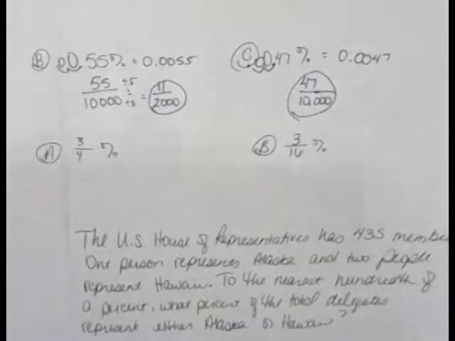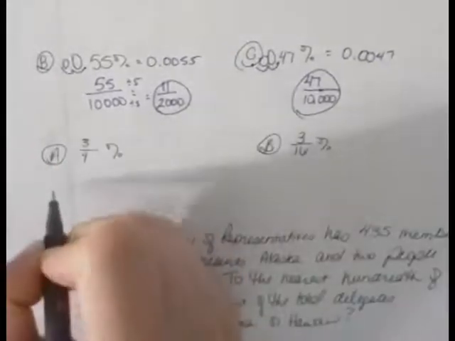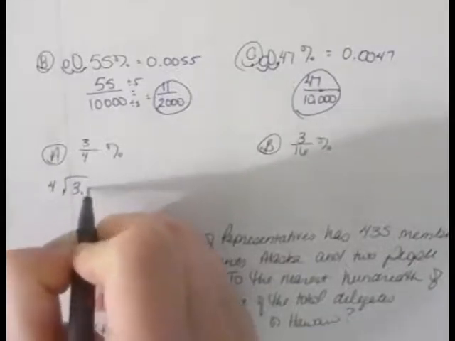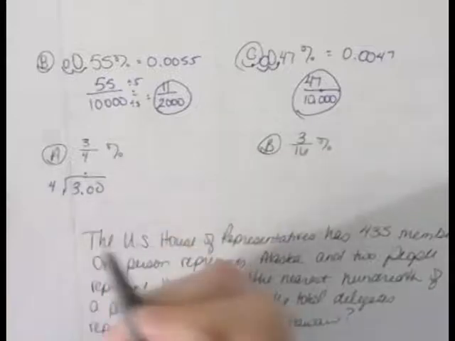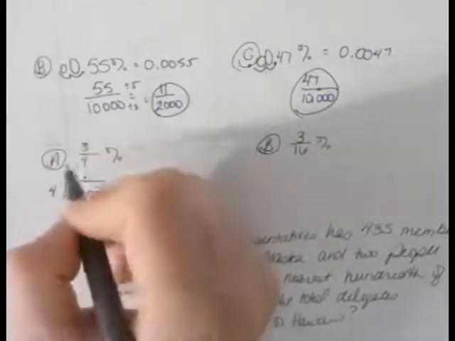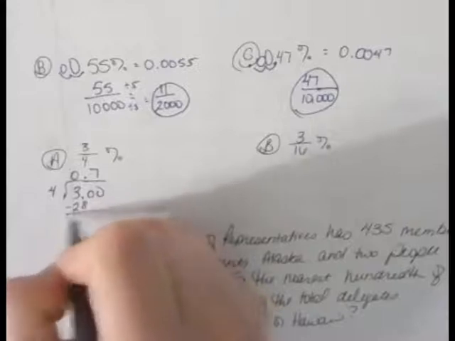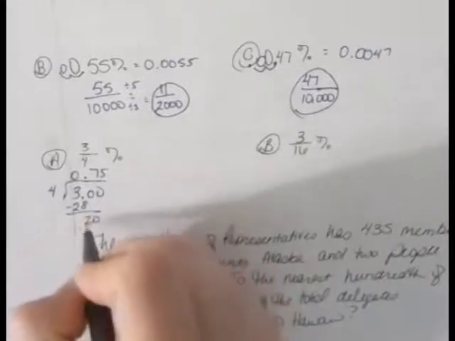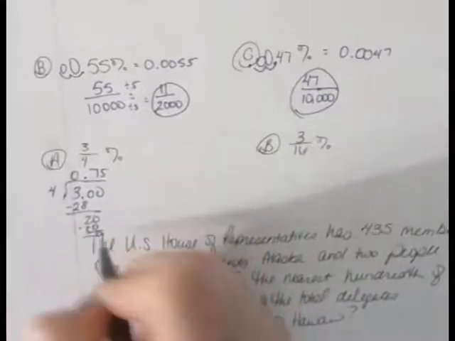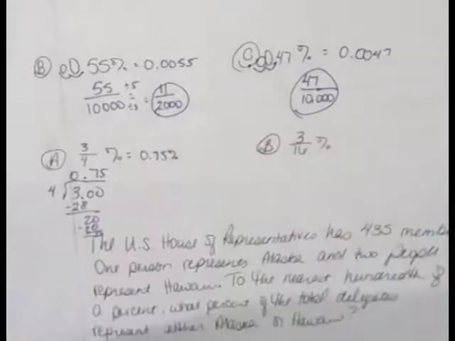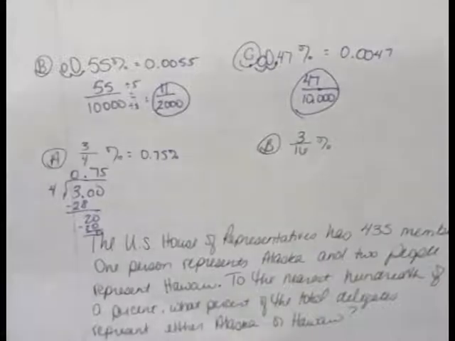So first thing we want to do, change that to a decimal percent. So I'm going to have 3 divided by 4. 4 does not go into 3, but it does go into 30, 7 times. That gives us 28. Subtract, we get 20. It goes in there 5 times. So this is 0.75%.